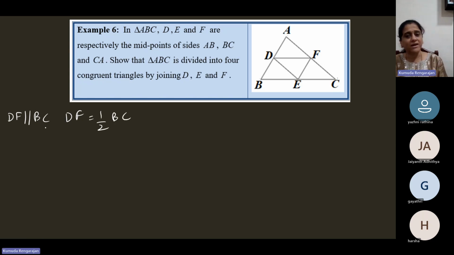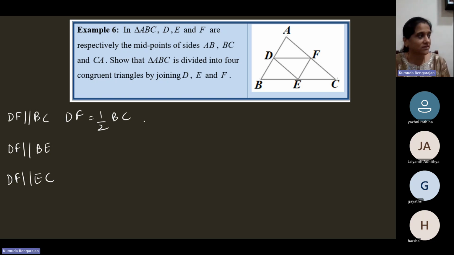Okay, so DF is parallel to BC also implies DF is parallel to BE, and also DF is parallel to EC. And DF is half BC. What is half of BC? BE, EC. So that means DF is equal to BE and DF is equal to EC.